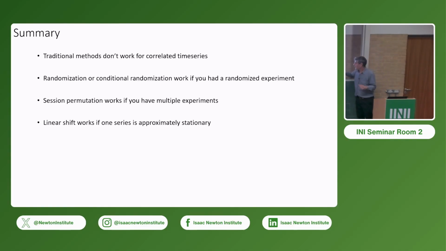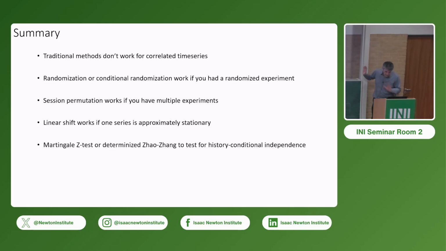Circular shift tests the null hypothesis of circular permutation invariance, which of course isn't true. The martingale-Z test, or this new determinized Zhao-Zhang method, should be good to test history conditional independence, but we really need your help. Thanks.